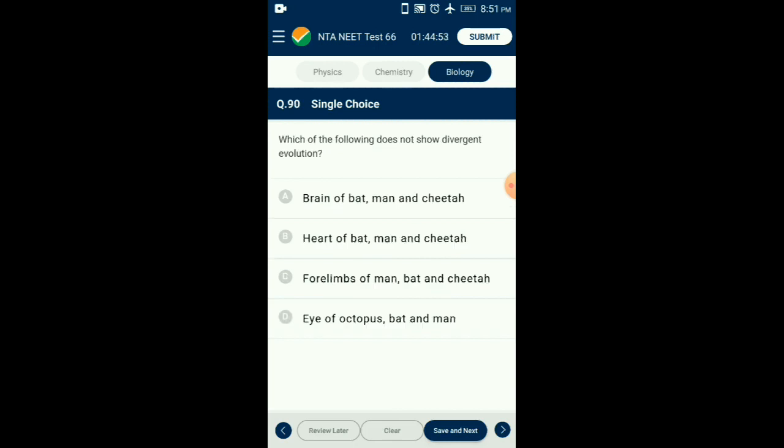Question number 90 is the last question. Which of the following does not show divergent evolution? Divergent evolution occurs in the same structure, for example, forelimbs, heart, the brain of vertebrates, which have developed along different directions due to the adaptation to different needs. Except option 4, all are showing divergent evolution, whereas eye of the octopus, bat, and man are examples of analogous organs showing convergent evolution. Octopus belongs to the phylum Mollusca. So the answer for this question is option D, eye of octopus, bat, and man.